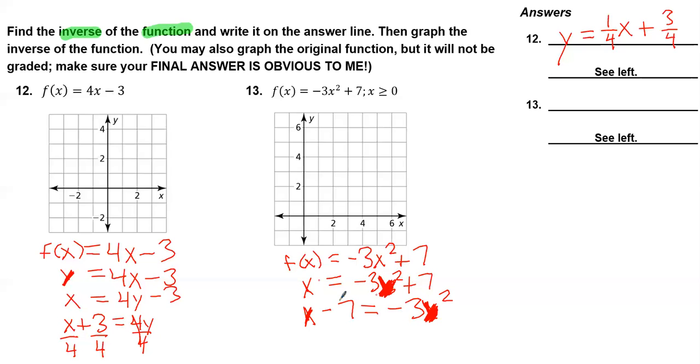Okay, so I switched my x and my y. I'm solving for y, subtracted 7 from both sides. Now I have to divide everything by negative 3. X divided by negative 3 is the same as negative 1/3 x. And negative 7 divided by 3 is the same as positive 7/3, which equals y squared. And then I end up taking the square root of both sides, and I get y equals the square root of negative 1/3 x plus 7/3.